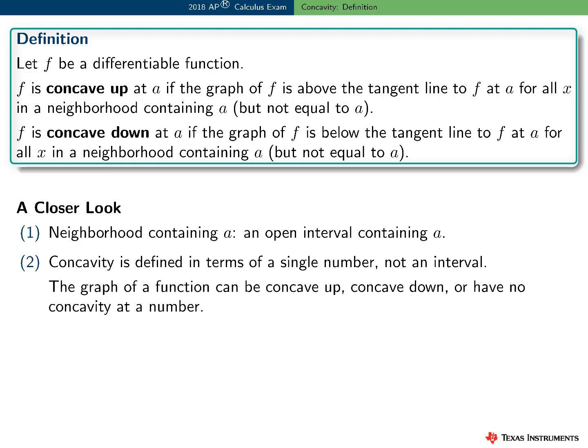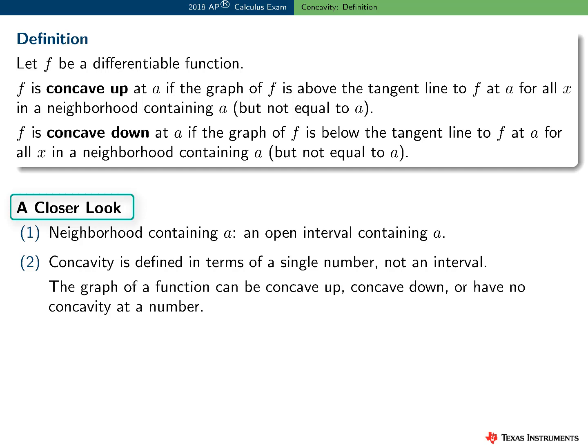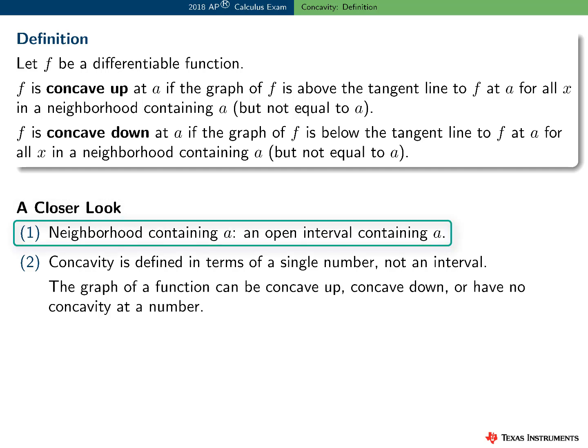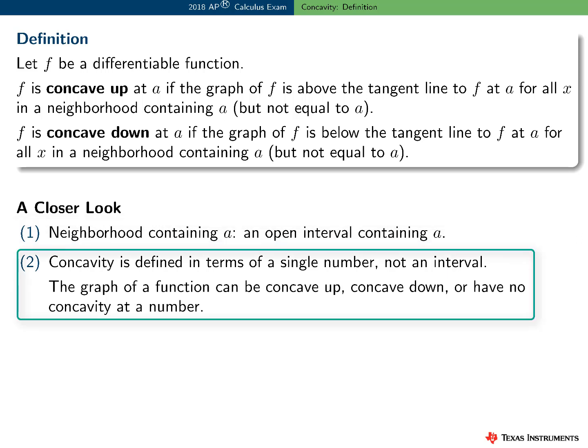And similarly, f is concave down at a if the graph of f is below the tangent line to f at a for all x in a neighborhood containing a, but not equal to a. Here's a closer look at this definition. Remember, the concept of a neighborhood containing a means simply an open interval containing a, not necessarily symmetric. And very important here, the concept of concavity is defined in terms of a single number, not an interval. That means that the graph of a function can be concave up, concave down, or have no concavity at a number.